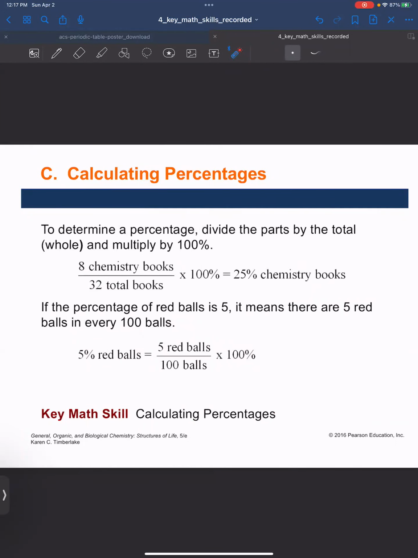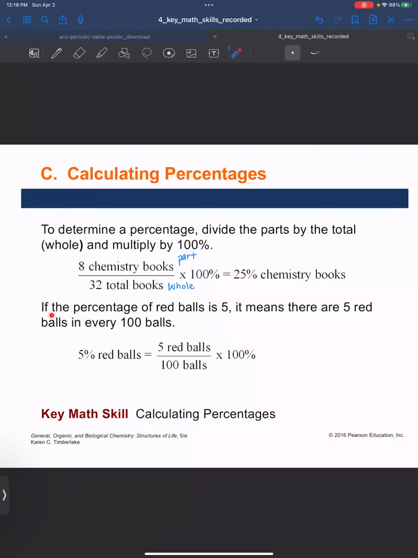Throughout this course, we will be working with percentages. To determine a percentage, divide the part by the total, the whole, and multiply by 100%. So let's say hypothetically, I had 32 books on my bookshelf and 8 of them were chemistry books. The chemistry books are the part, and the total books is the total, the whole. So percentage is always part over whole times 100%. So 8 divided by 32 times 100% gives me 25% are chemistry books.